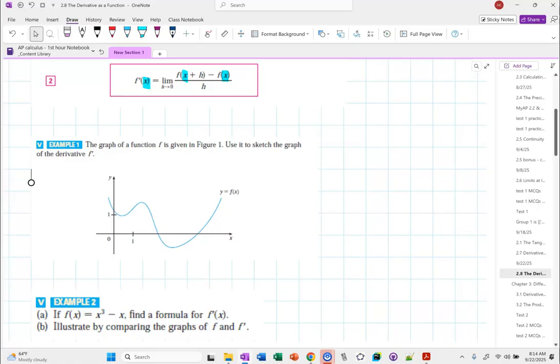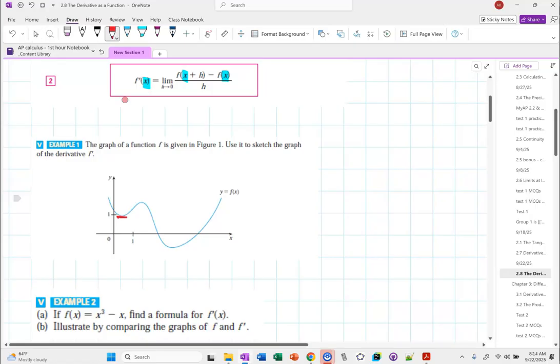You should see 3. What are the 3? The extrema. Right? Those are places where the slope of the tangent line would be 0. So the first thing I'm going to do is draw in those as my x-intercepts for the derivative. Everybody okay with that?